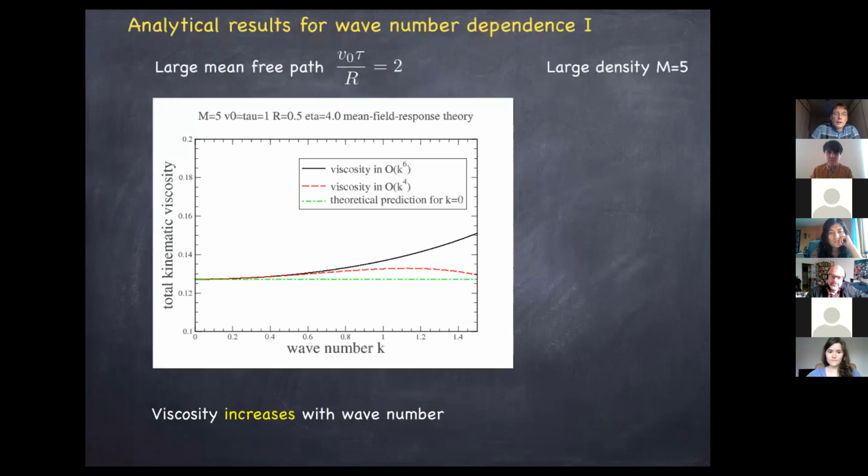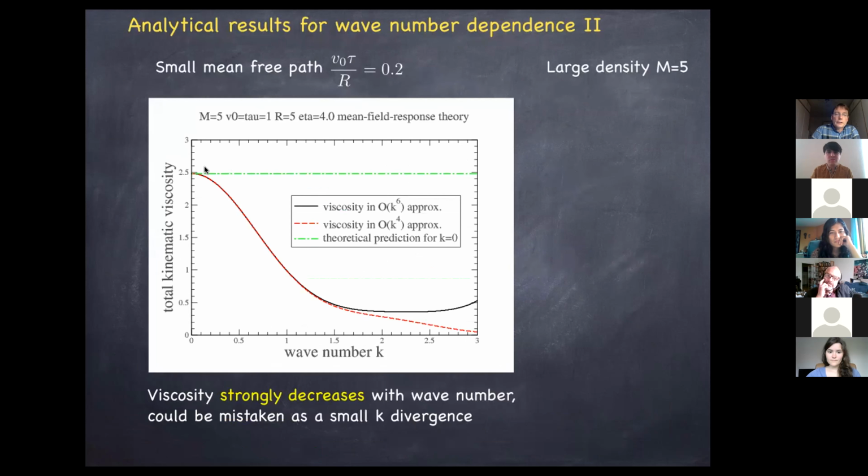But the thing is, we can now look for the wave vector dependence of this viscosity. So here, if the mean free path is large, you get that the viscosity increases slightly with the wave number. And then in the other case, if the mean free path is very small, you get a strong decrease of the viscosity. And if you only do numerics in this range here, so that if you have relatively small systems, you can go to really small wave vectors, you would get the false impression that the viscosity is diverging if you go to k equals 0. If you just interpolate this curve to k equals 0, it looks like it's diverging, but it's not. It's just an effect of the strong wave number dependence of the viscosity.